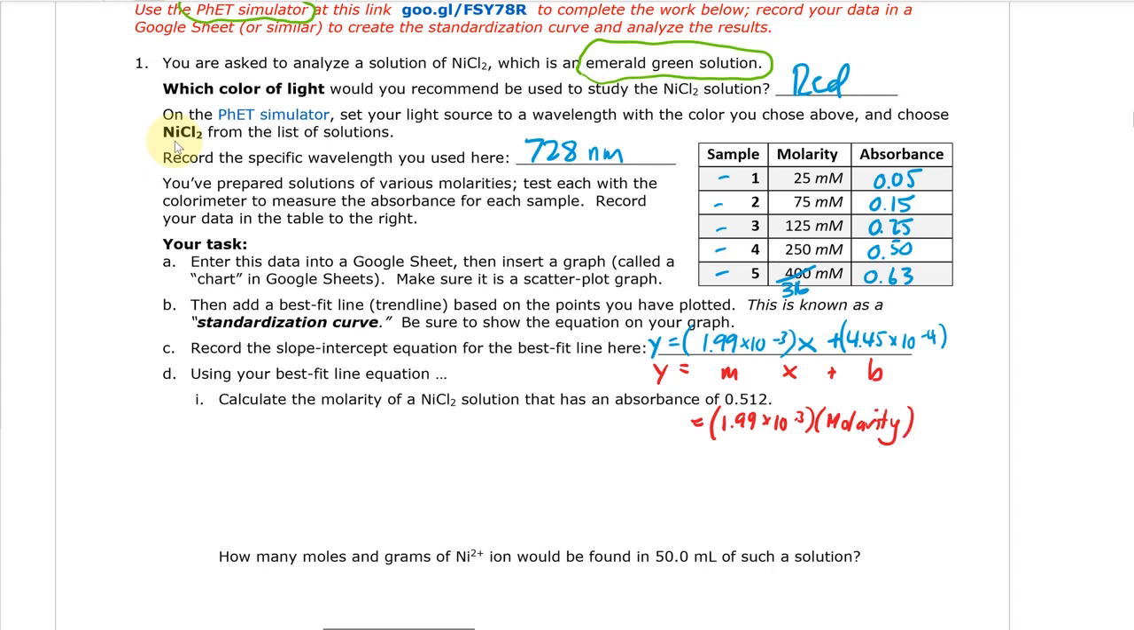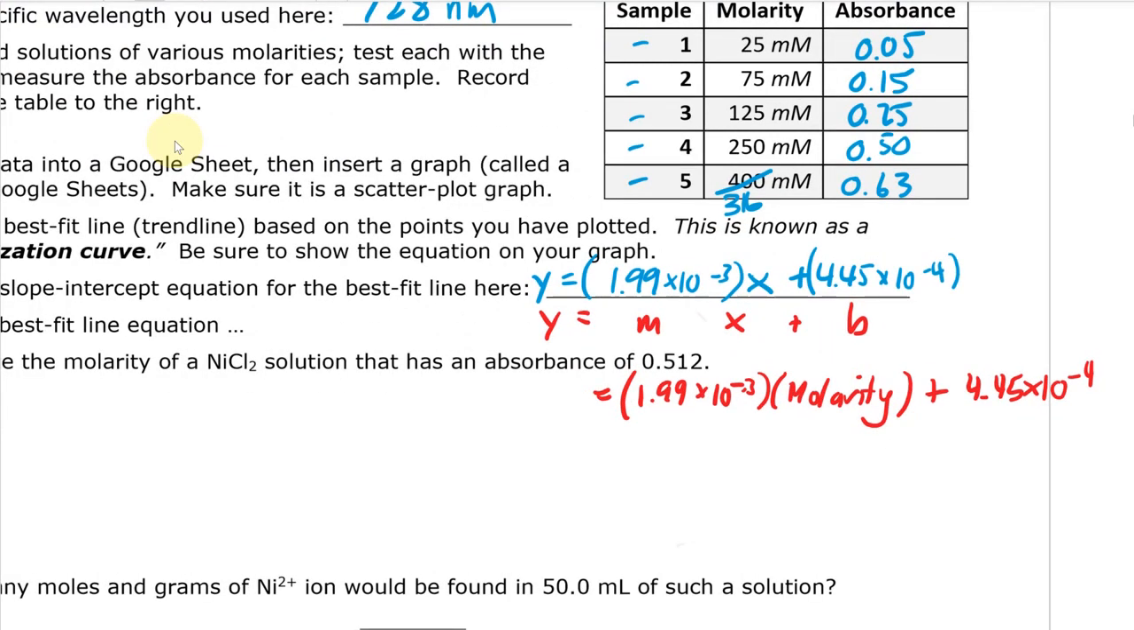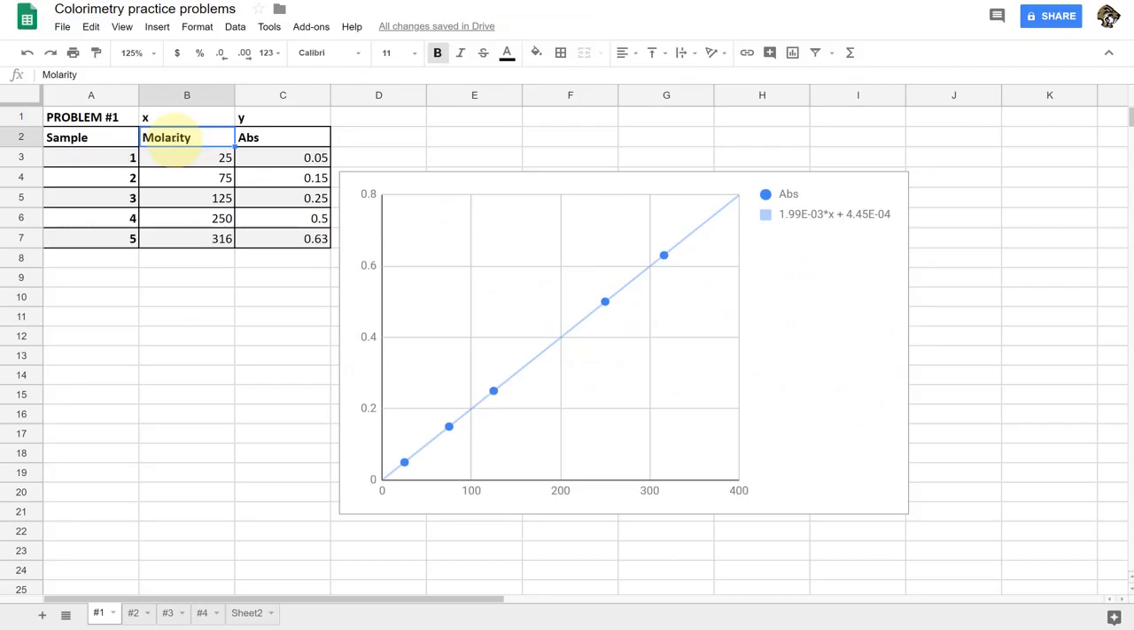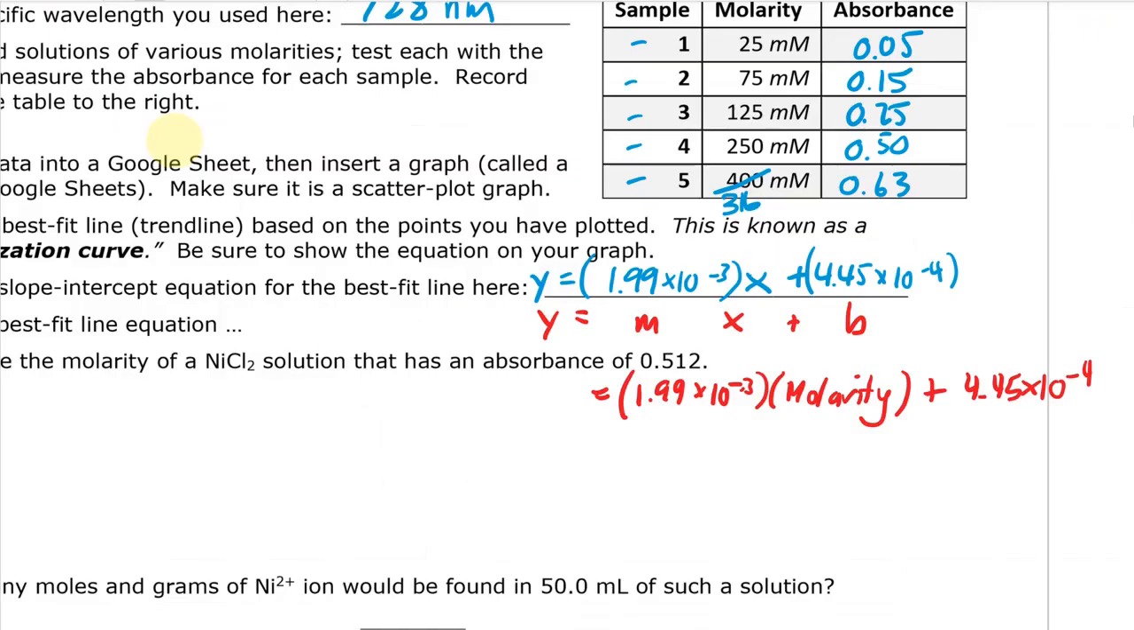I'm going to put molarity in its place, and then plus b. And b doesn't change: 4.45 times 10 to the negative 4. Now what about y? According to our data table, y was our absorbance values. So instead of y, I'm going to say absorbance equals 1.99 times 10 to the negative 3, that's the slope of my line, times the molarity, plus the y-intercept, 4.45 times 10 to the negative 4.